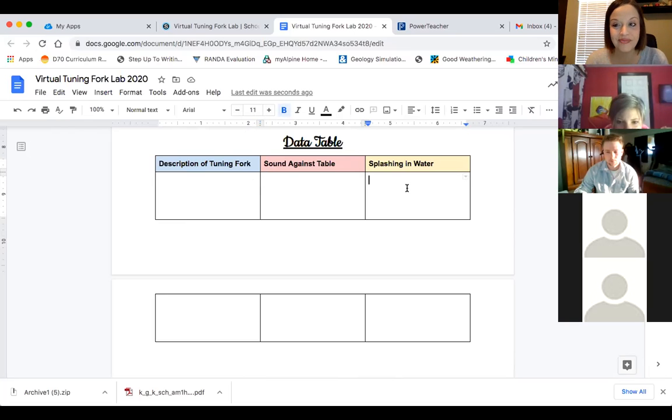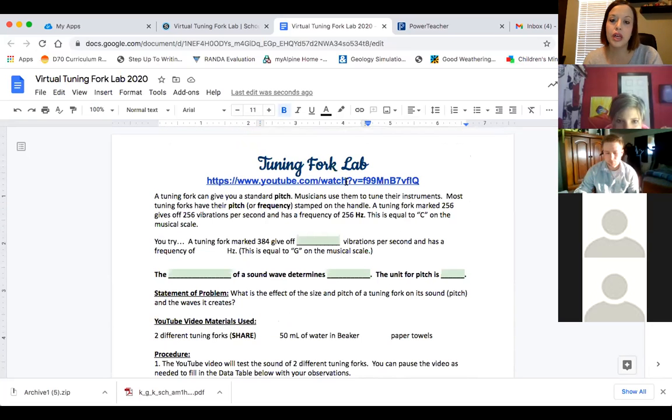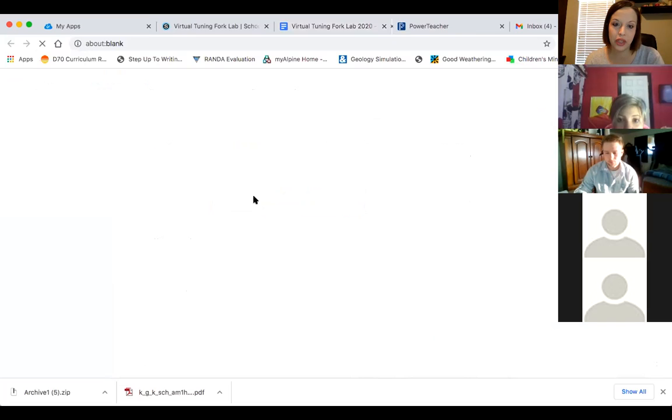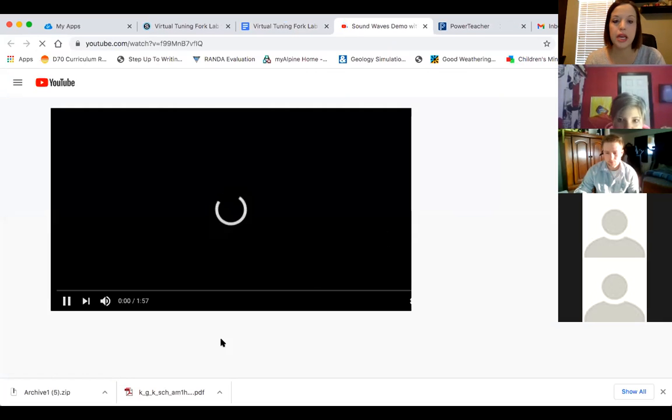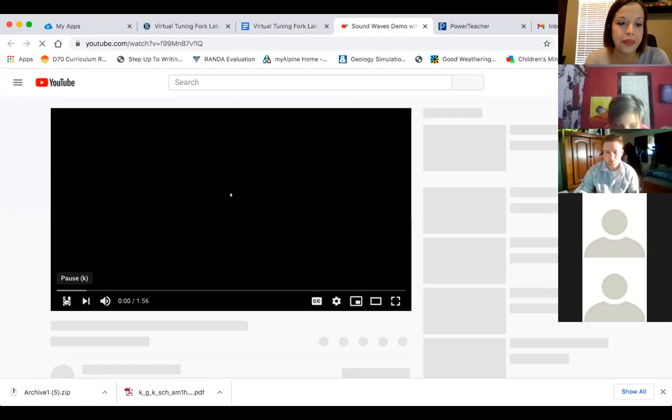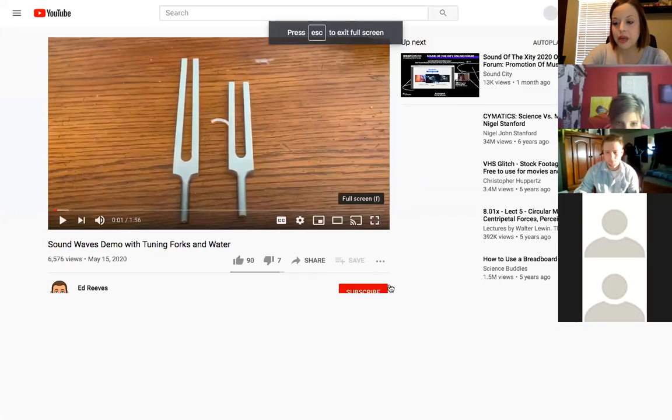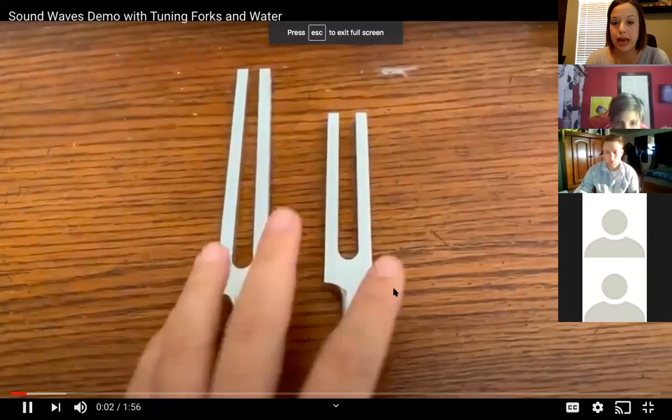And then, this is fun, because it's a vibration in matter, when he does the tuning fork, watch what happens when he puts it into water, okay? So I'm going to play the video. Okay, while this is pulling up, if you haven't opened your lab, it probably is a good idea just to open your lab. It's literally a 2-minute video.